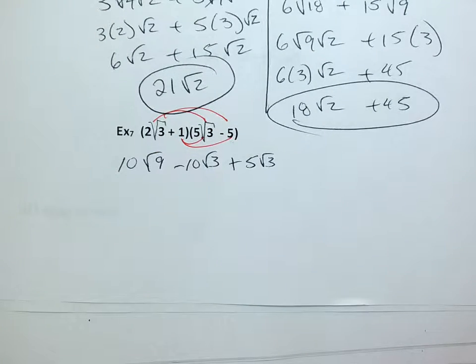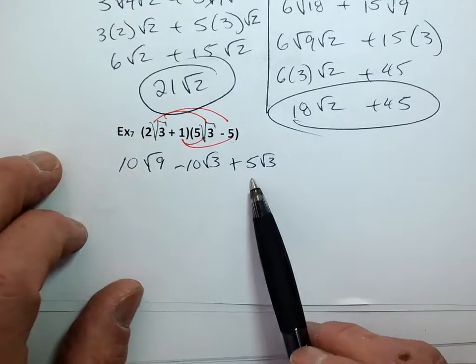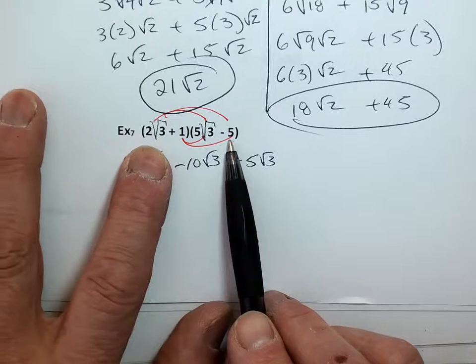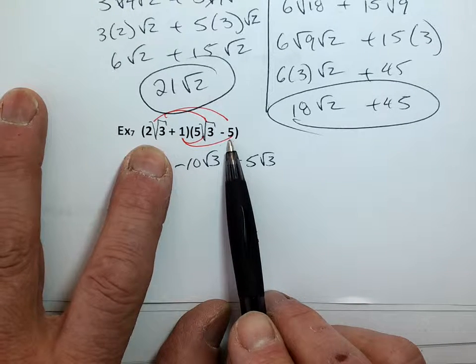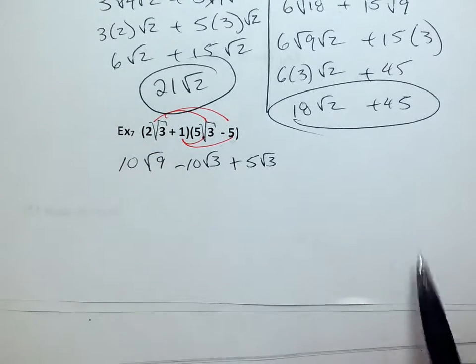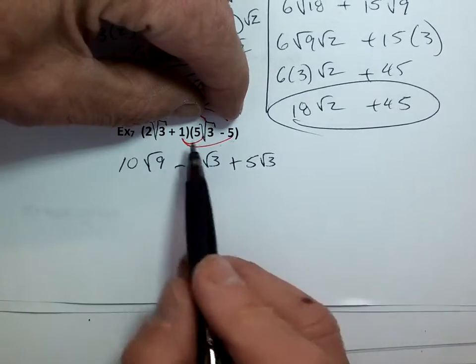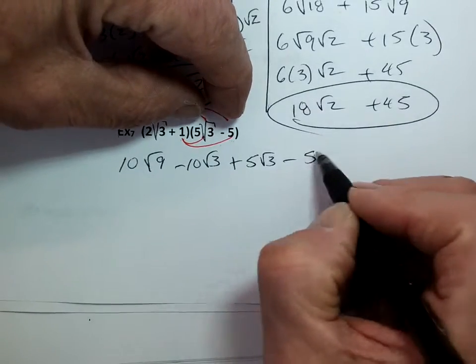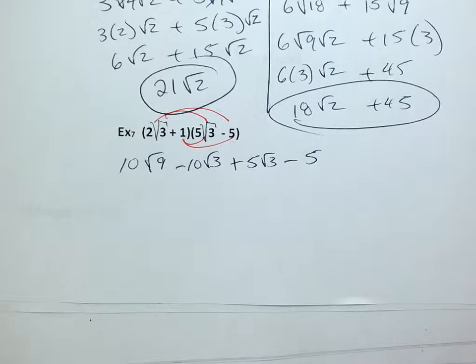Yeah, Gavin? Where'd the second 10 come from? Second what? Second 10. Does the 10 square root of 9 minus 10 square root of 3? Oh, right here, outside. Oh, there's 2 5s there. It's all good. Good question. Always ask. And then finally, a 1 times a negative 5 is a negative 5. So I multiplied it through, just did a double distribute, right?